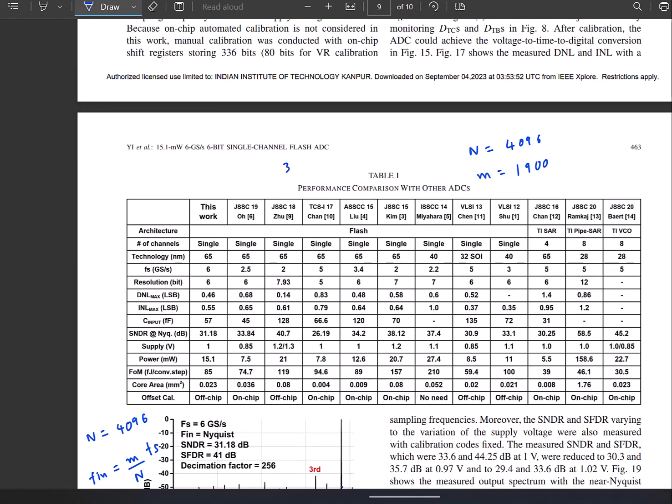The third harmonic will be 3 times m, which is 5700. But remember that I am only plotting from 0 to 2048. So you have to look at, remember we always look at k fs minus the frequency. Here Fs corresponds to bin number 4096. So it's basically n minus the frequency bin, which is 5700.